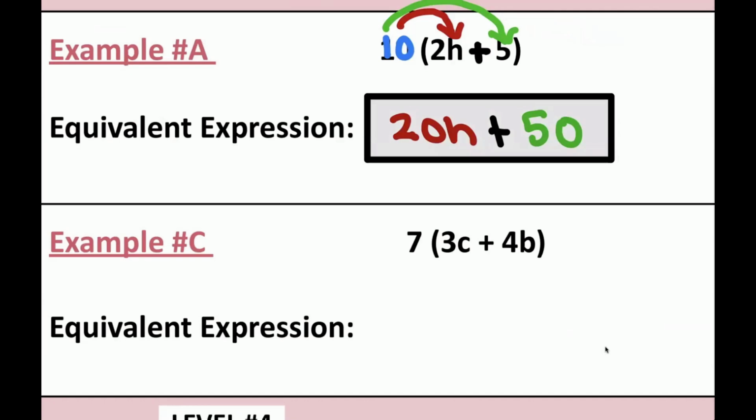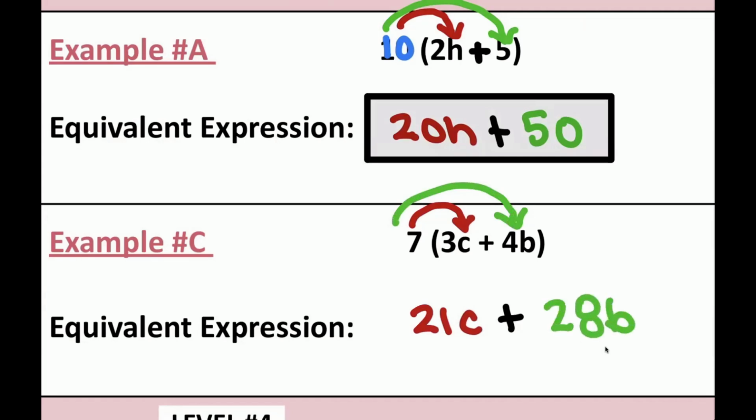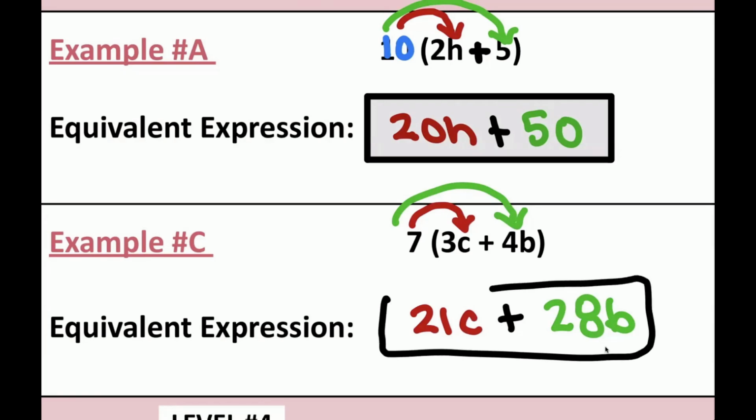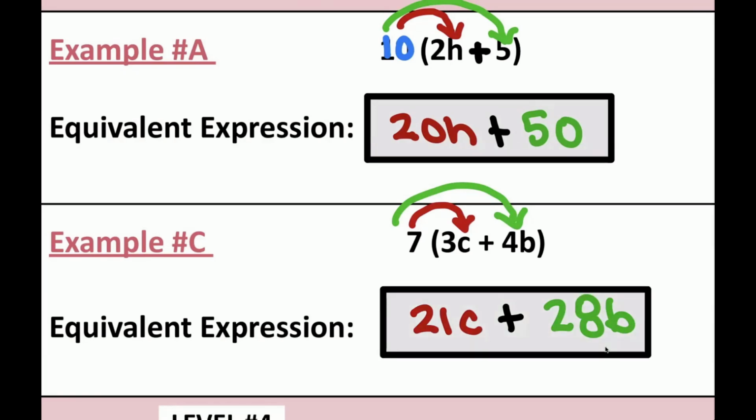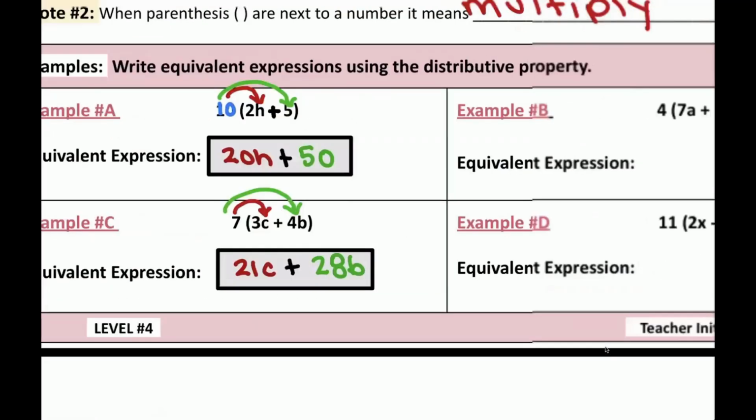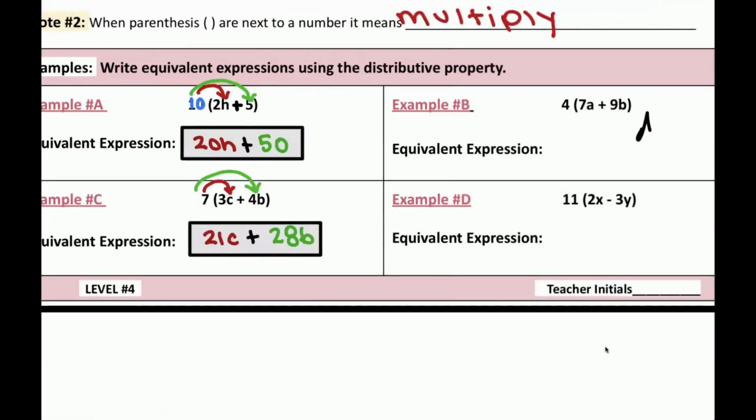For example C, you should have multiplied 7 times 3c, which is 21c. We'll bring down our plus. If there was a minus there, you would bring down the minus. And we'll do 7 times 4b, which is 28b. This is our equivalent expression, final answer. Remember, you cannot combine your different variables. Go ahead and complete the rest of this page. Then, if your teacher wants you to, check in with them to get their feedback.